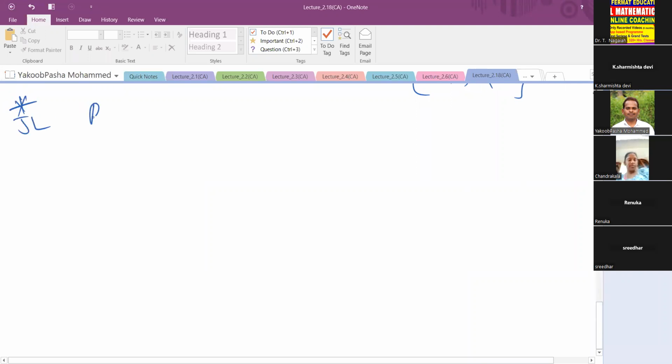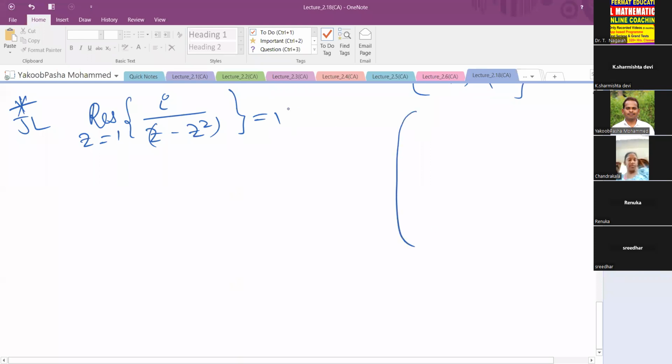Residue of i divided by z minus z square at z is equal to 1. We have options here. First option 1. Second option minus 1 by 2. Third option 1 by 2. And the fourth option minus 1. These are the options.